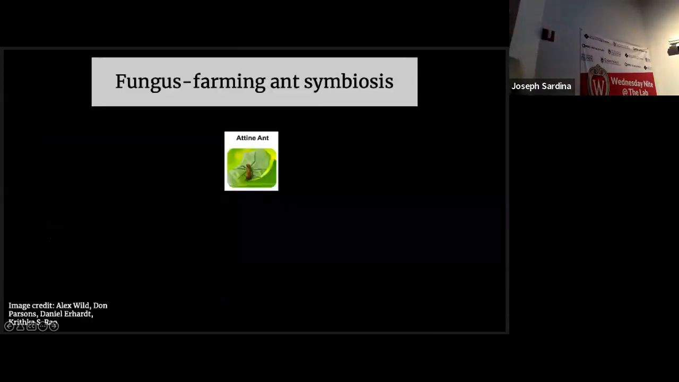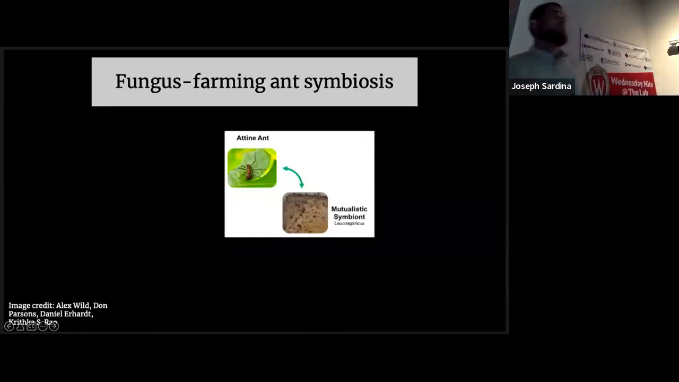So the fungus farming ants are a part of a large complex symbiosis. And so I just want to point out right here that the name fungus farming ant and the name attine ant are synonymous. And so I might refer to either one of these names, but I'm referring to the same group of ants. And so as the common name of this ant suggests, they farm a fungus.